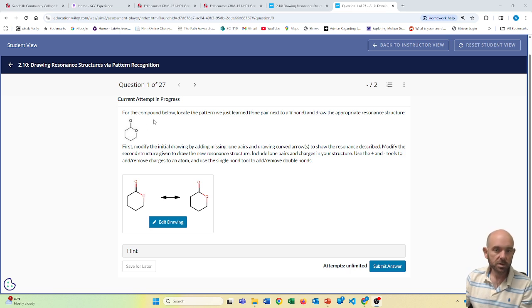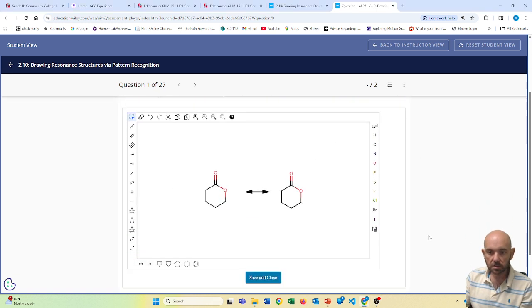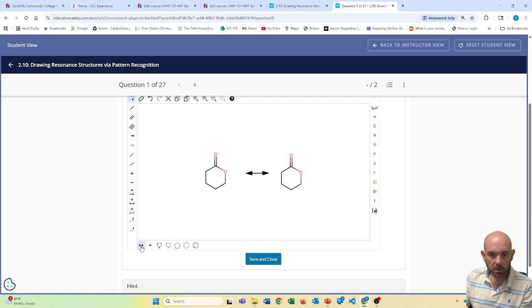So the first question says, for the compound below, locate the pattern we just learned. This one is a lone pair next to a pi bond, and draw the appropriate resonance structure. This question really gets right to the point. Draw a resonance structure using the lone pair next to a pi bond pattern. To help you out, keep in mind the lone pairs on these oxygens. You can go ahead and put those in.